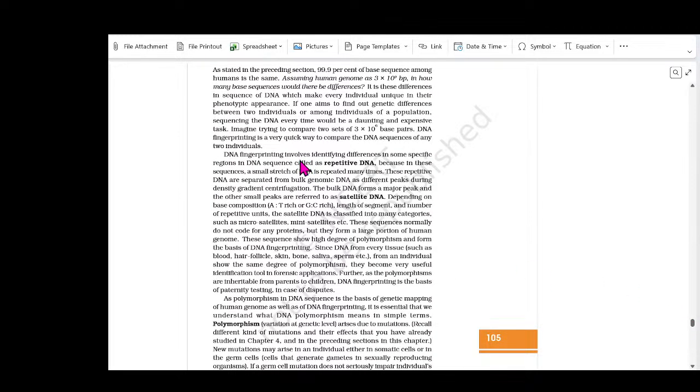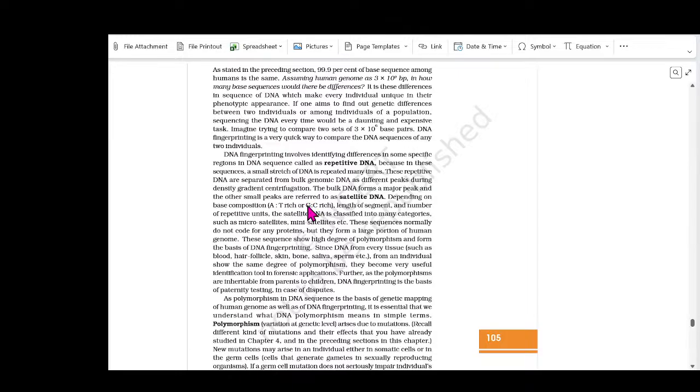DNA fingerprinting involves identifying differences in some specific regions in DNA sequence called the repetitive DNA, because in these sequences a small stretch of DNA is repeated many times. These repetitive DNA are separated from bulk genomic DNA as different peaks during density gradient centrifugation. The bulk DNA forms a major peak, and the other small peaks are referred to as satellite DNA.